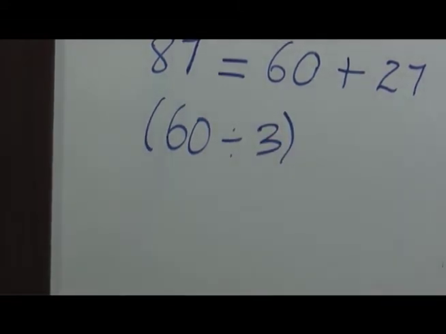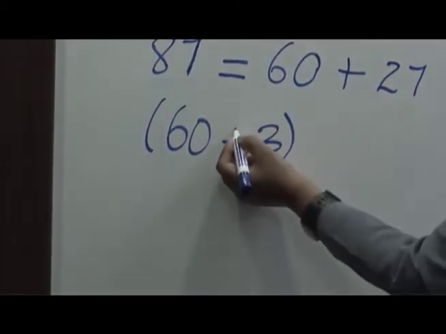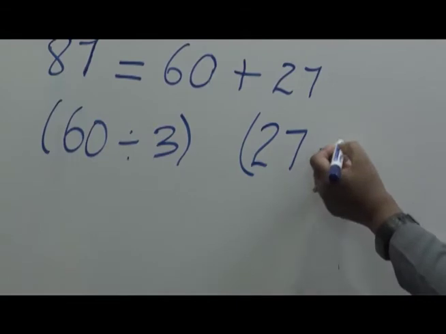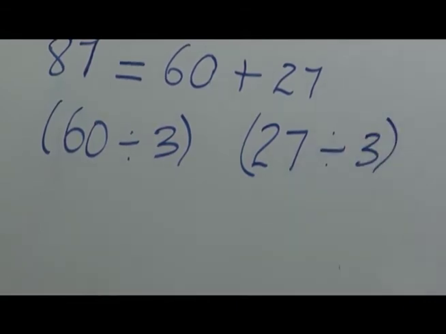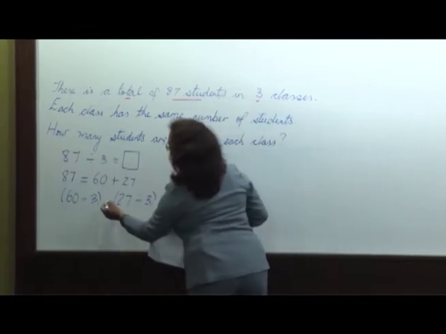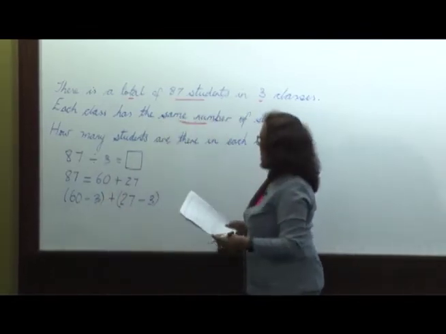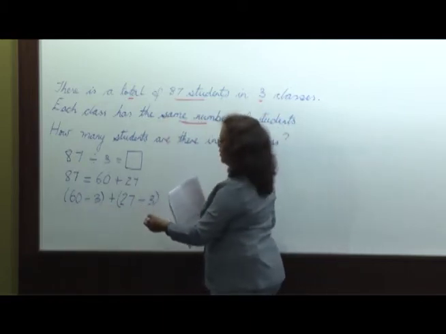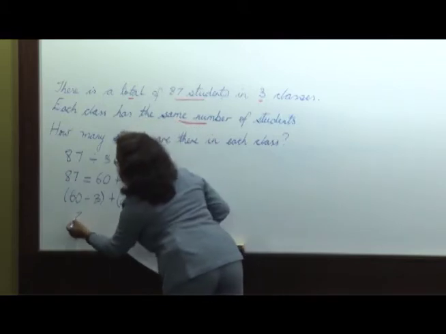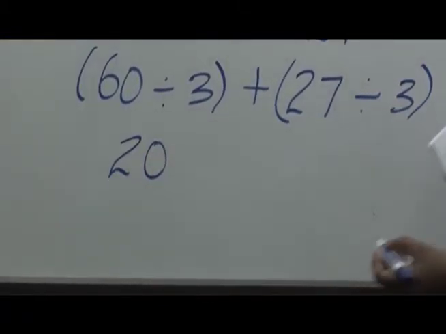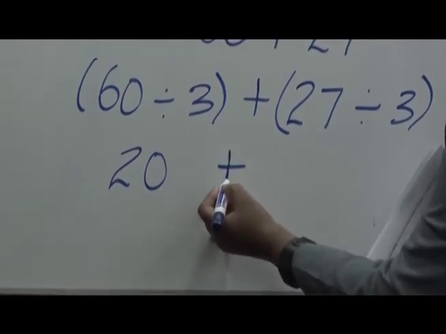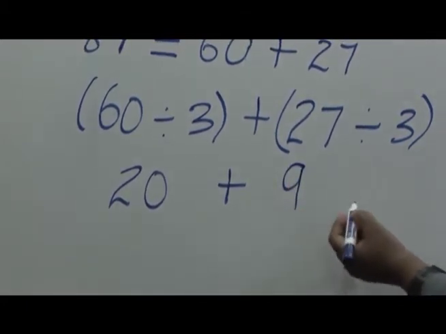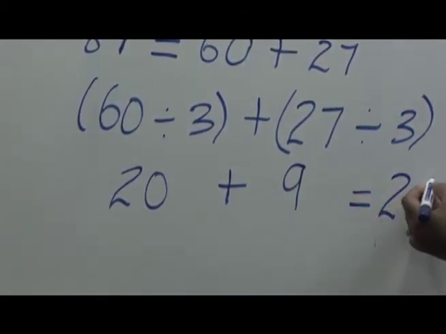So there I have 60 divided by 3, and then I have 27 divided by 3. And with the distributive property, I could simply add those answers that I get. Right. So 60 divided by 3, again, from our multiplication and division facts, we know this is equal to 20. And of course, this one is very much easier. 27 divided by 3 is 9. So my answer is 29.